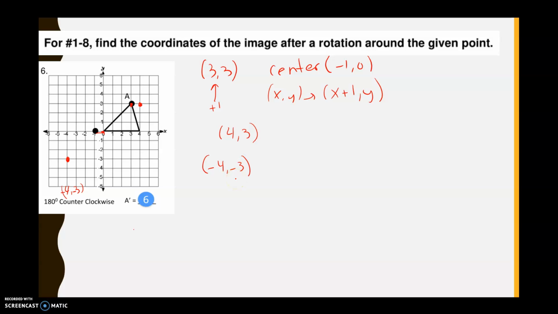But then I have to translate it back, which means I'm going to do my xy goes to x - 1, y. So I'm going to subtract 1 from my x to undo it, which means -4 - 1 is going to be -5, and my y stays the same at -3.